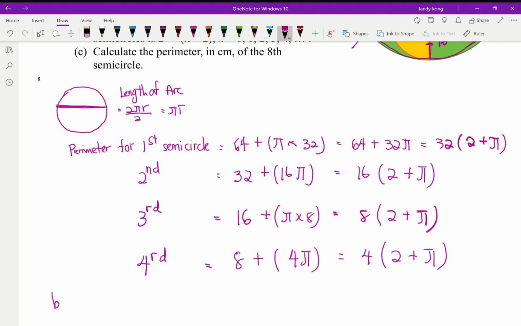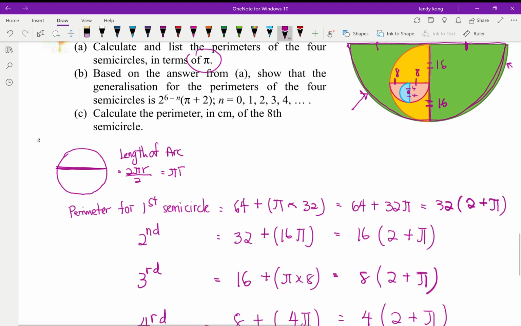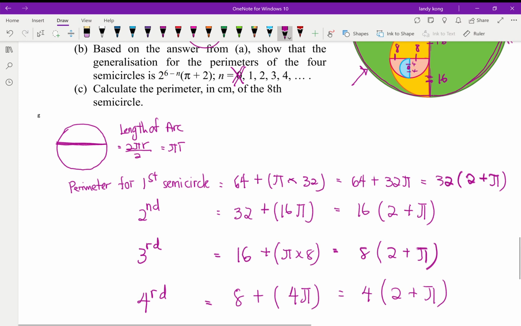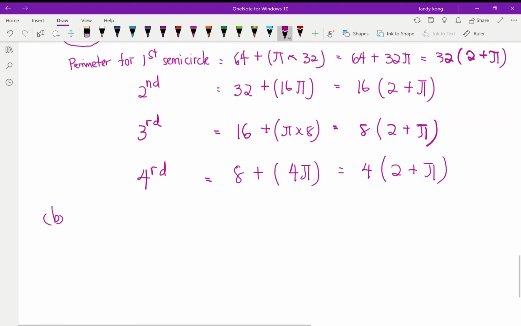Question B. Okay, based on the answer from A, show that the generalization for the perimeters of the four semicircles is 2 to the power of 6 minus n, times (pi plus 2). This one, I think, has a mistake. N does not start from 0, n must start from 1. Okay, so now I want to prove it.